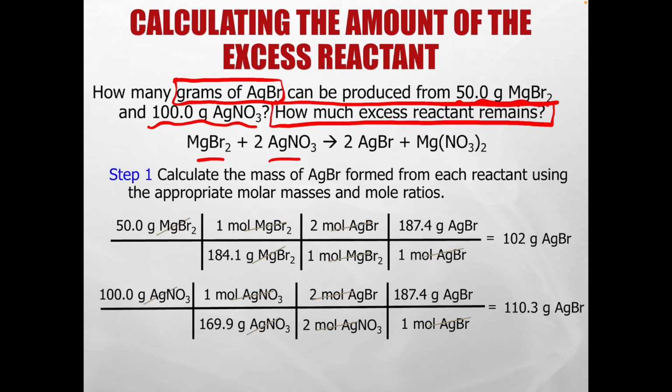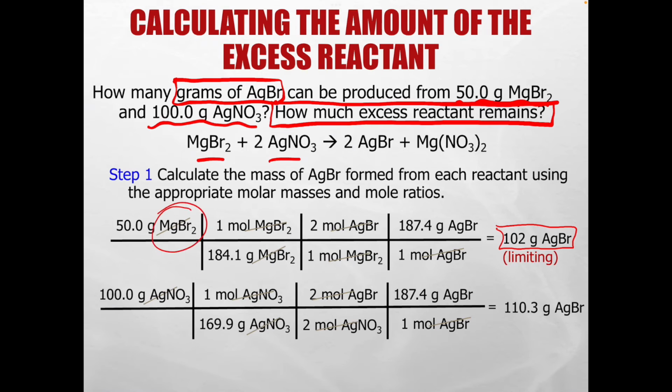So just like we've done before, we'll go ahead and compare these two amounts and figure out how many grams of silver bromide can be produced. Remember, the actual answer is always going to be the one that is smaller. So here, the actual amount that we can produce is 102 grams of silver bromide.